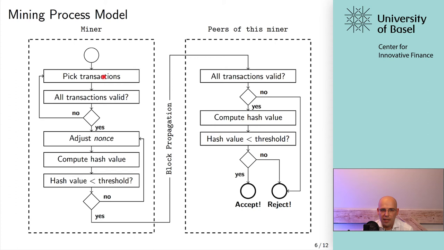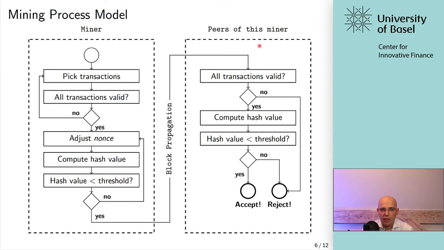And try to follow my laser pointer quickly. First of all, here on the left side, so really in this part right here, that is the private view of the miner. That is what one specific miner does in private. And then here on the right part later on, that is what everyone else is doing. And you can see that here we have the propagation of the block in between. So when the miner has a successful block, he actually sends it to everyone else. But let's start right here at the top with the miner.